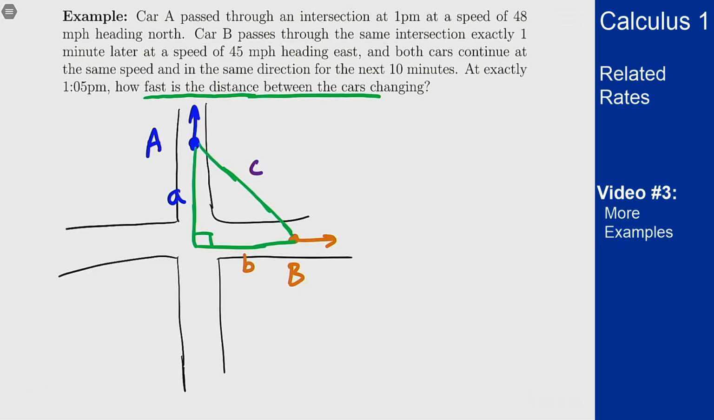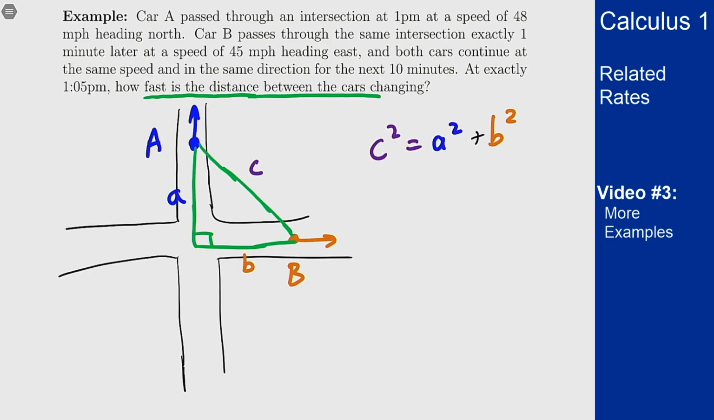Now, what's an equation that relates my three variables a, b, and c to each other? Pythagorean theorem. So I know that c squared should equal a squared plus b squared. Great, sure, there's an equation we can start from. Are any of a, b, and c fixed? The answer here is no, they're all changing because the cars are both driving, and this is also changing between them as well. So, if I want to try to solve this problem, I have to differentiate now.